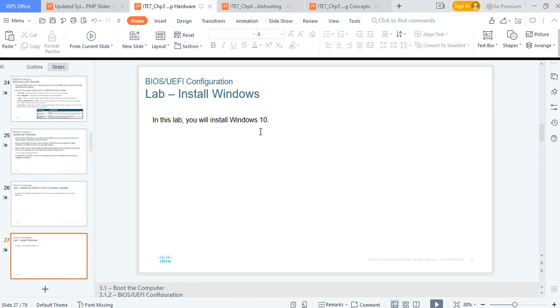But just for a trial, you could download the evaluation copy from TechNet, from the Windows side, and you could make that installation. So in that lab, you have instructions for that.